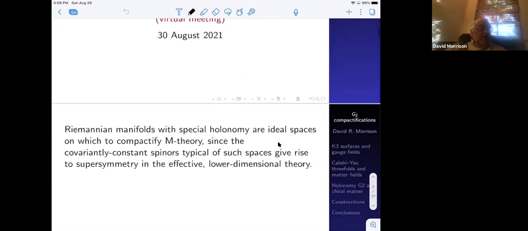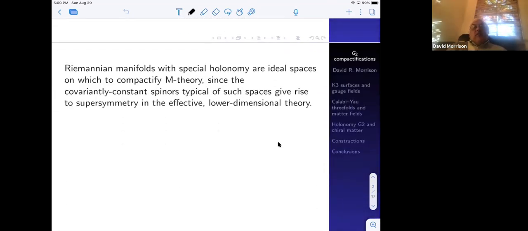So I want to talk today about G2 compactifications. In fact, a little more generally, if I have a compact Riemannian manifold, and I have special holonomy for that manifold. So what does that mean? There are a few things that I didn't get written on my notes, so I'm going to add them in handwriting.